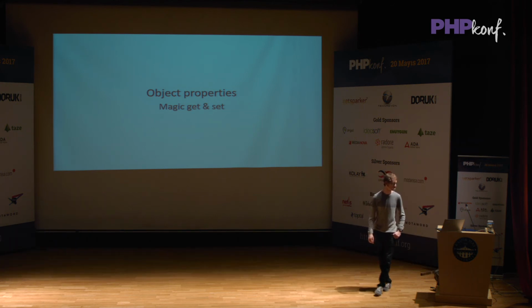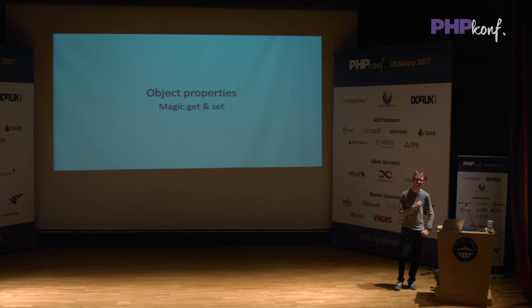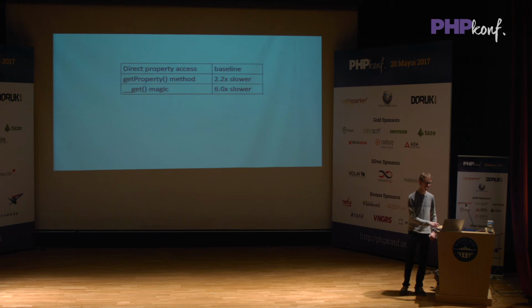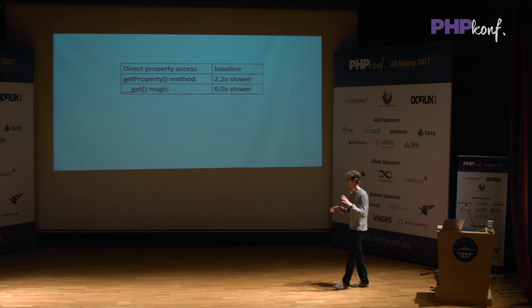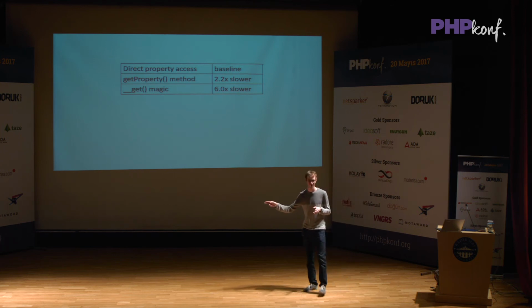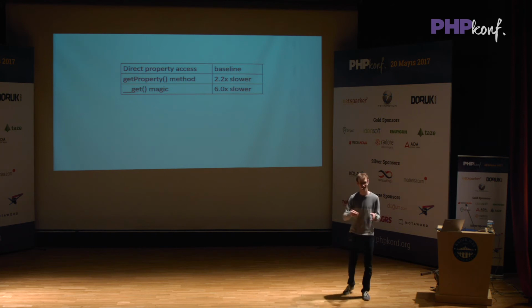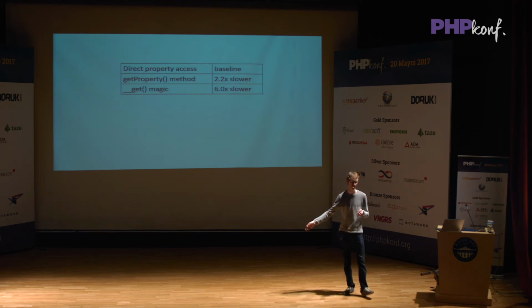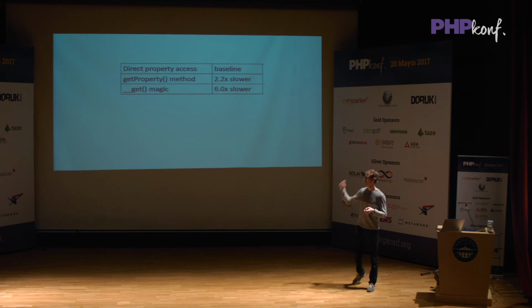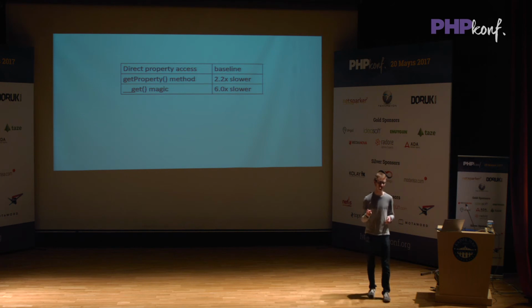So the next point is magic getters and setters. I think it's pretty well known that magic methods in general in PHP are pretty slow. So if we just compare direct property access with a getter method, so an explicit get property method that accesses a private property or something, and we compare that with a magic property access, we see that the method is something like 2 times slower, while the magic method is 6 times slower, or even more than that.